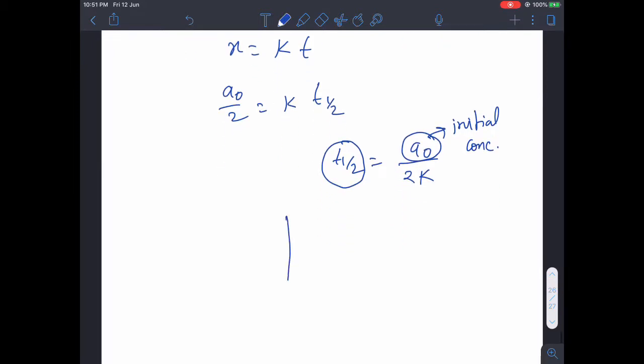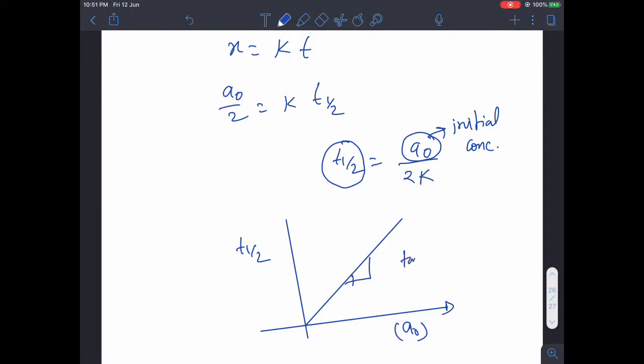So, if somebody asks what will be the graph of T half versus initial concentration? You can say that this graph is directly proportional, meaning a linear equation passing through the origin. And what will be the slope of this line? Tan theta will be simply 1 upon 2k, because this is very similar to y and this A naught is similar to x. So, if you equate y is equal to mx, this slope value will be 1 upon 2k.